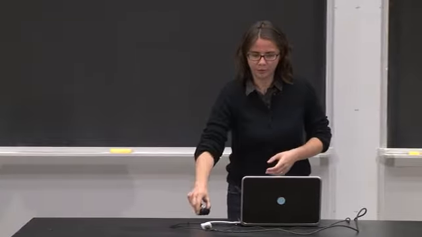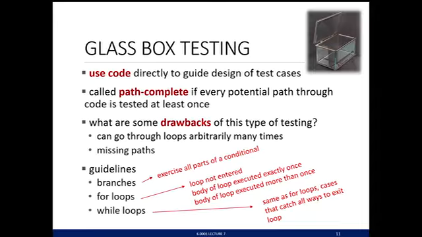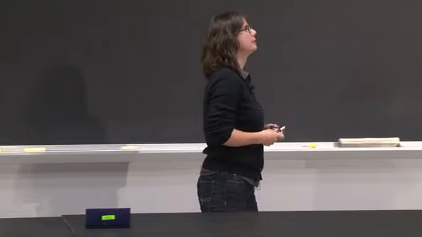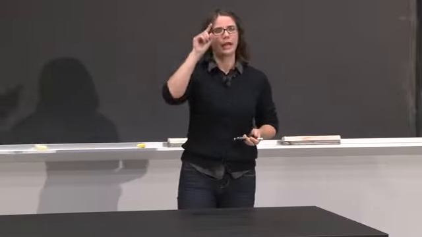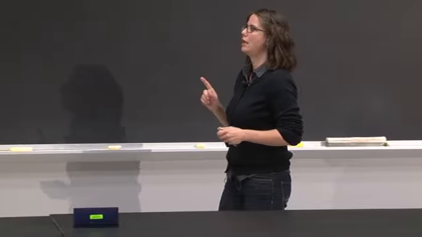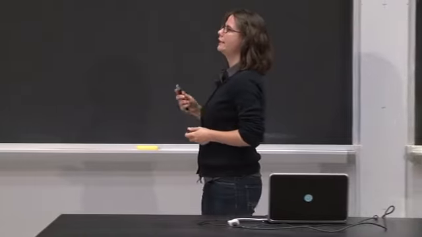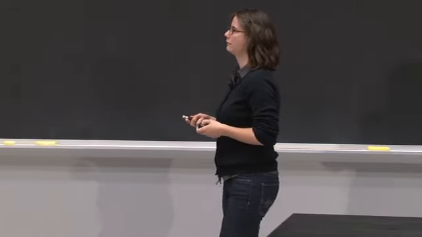Okay? So the important thing about black box testing is that you are creating the test cases based on the specifications only. Glass box testing, you're using the code itself to guide your test cases. So if you have a piece of code and you come up with a test case that goes through every single possible path through the code, then that test set is called path complete.